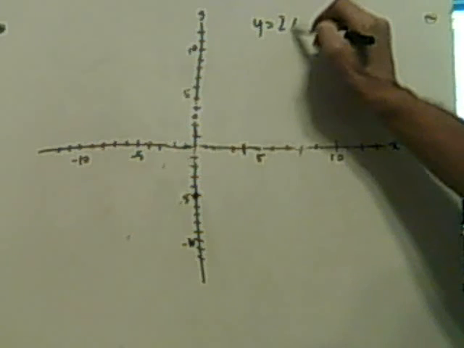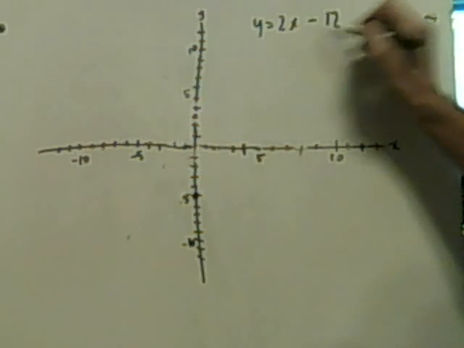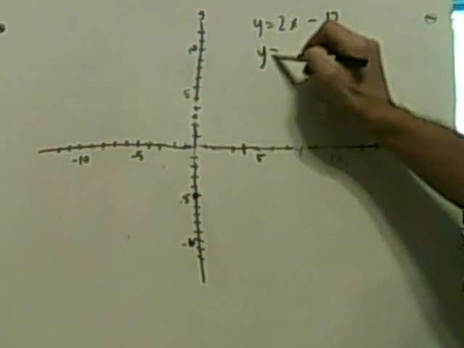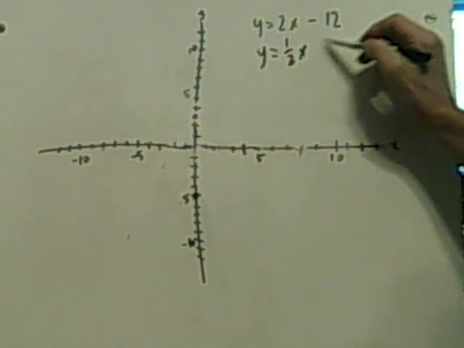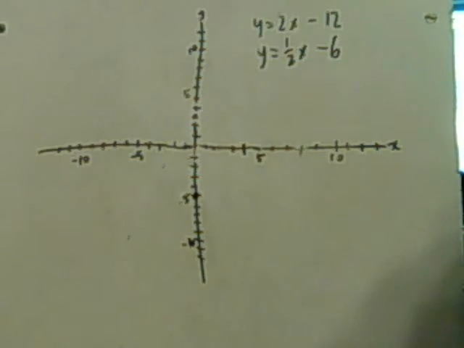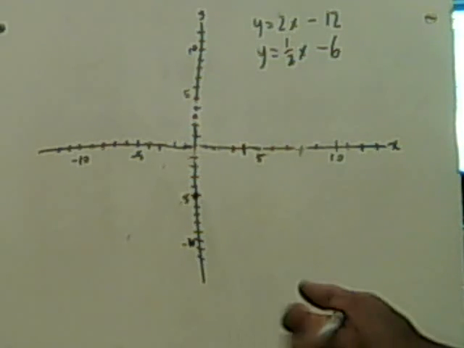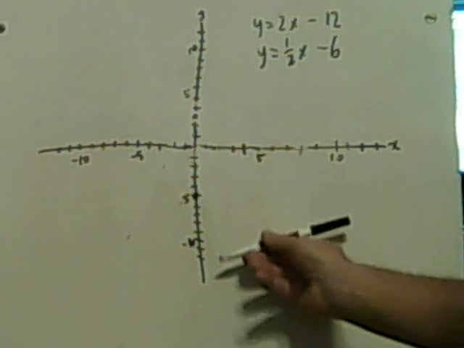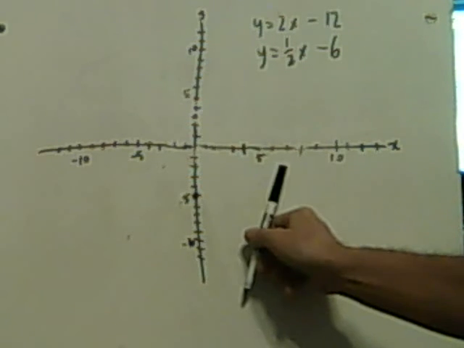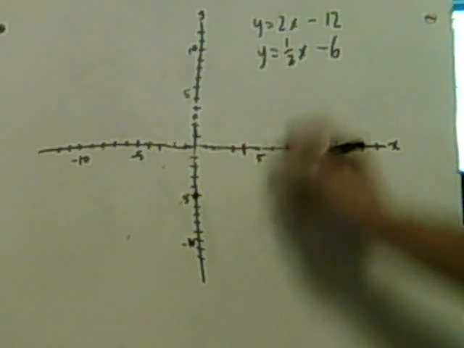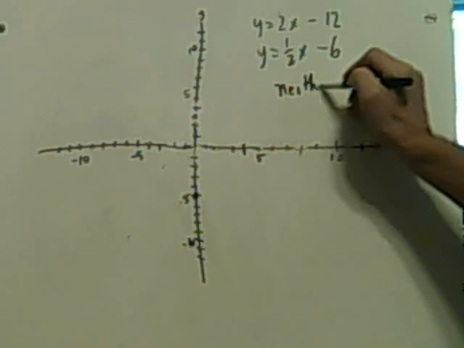Now let's go to 56. This is y equals 2x minus 12, and y equals 1/2 x minus 6. Well, the slope on this is 2, and the slope on this is 1/2. But they're both positive, so they're not perpendicular. One is at a certain slope, the other is half of that slope. So this one is going to be neither. They're neither parallel nor perpendicular.